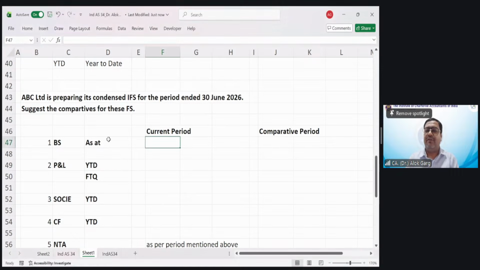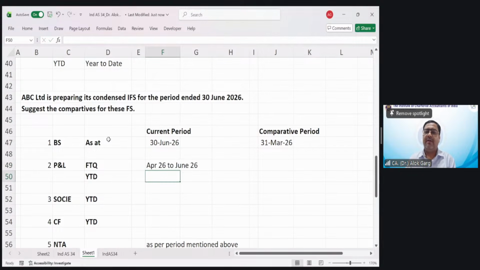Yes, friends, what is the current period? 30th June 2026. What is the comparative period? 31st March 2026. P&L is for the quarter and YTD. Tell me, what is my P&L for the quarter? April 26 to June 26.